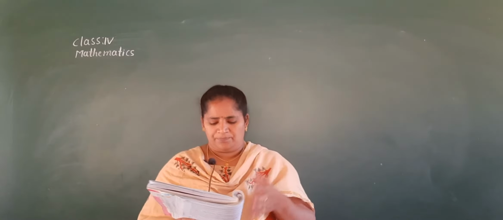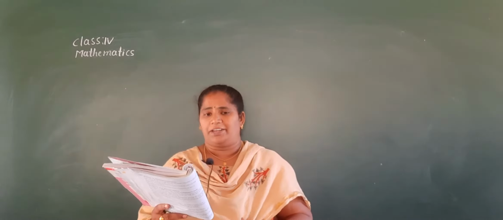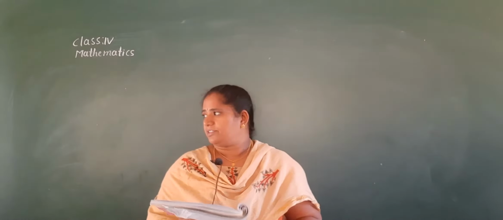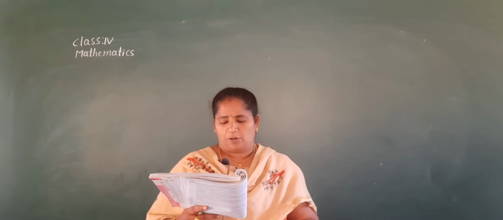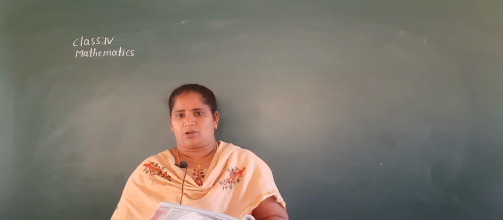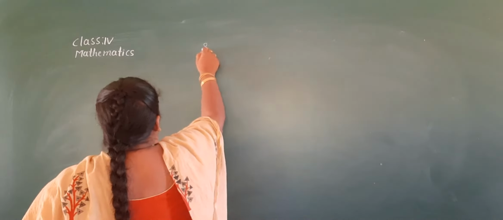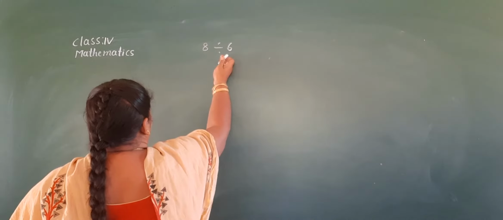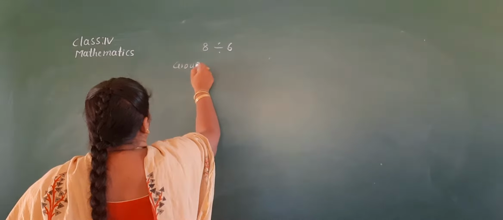Yesterday I explained how to do division by drawing dots, by the grouping method, and by the long division method. Once again I will revise some problems, and after that we will continue with the next concept. See here, 8 is divided by 6. How can we distribute this number 8 into 6 groups? Yesterday I gave this problem as homework.